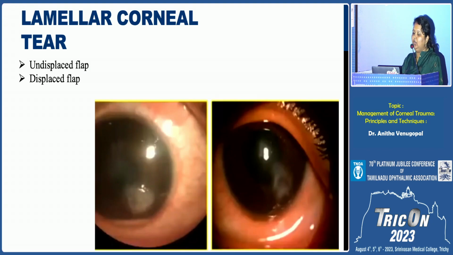So for a lamellar corneal tear, first we have to assess whether it's a displaced flap or an undisplaced flap. A displaced flap will be edematous, because the nutrition to the flap is cut. So it needs interface cleaning and then suturing. An undisplaced flap can be managed with a bandage contact lens if the interface is clear.